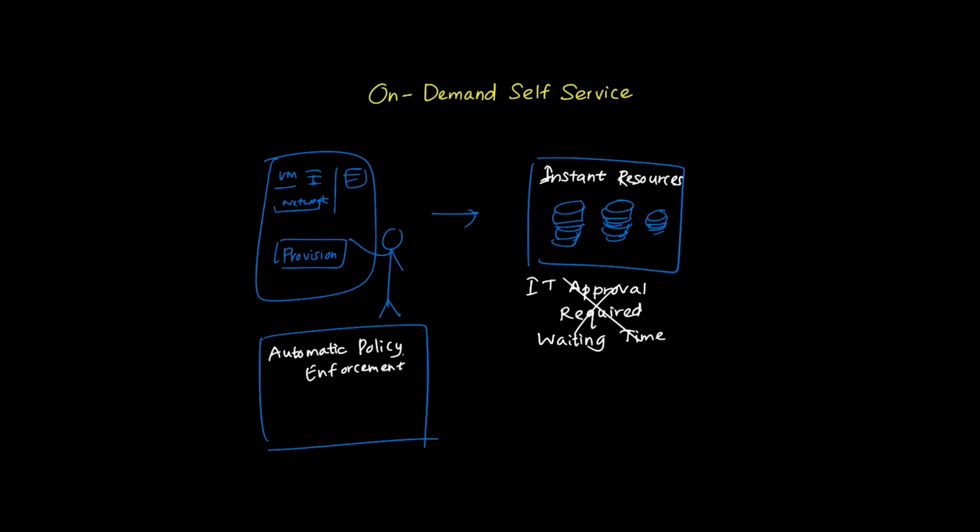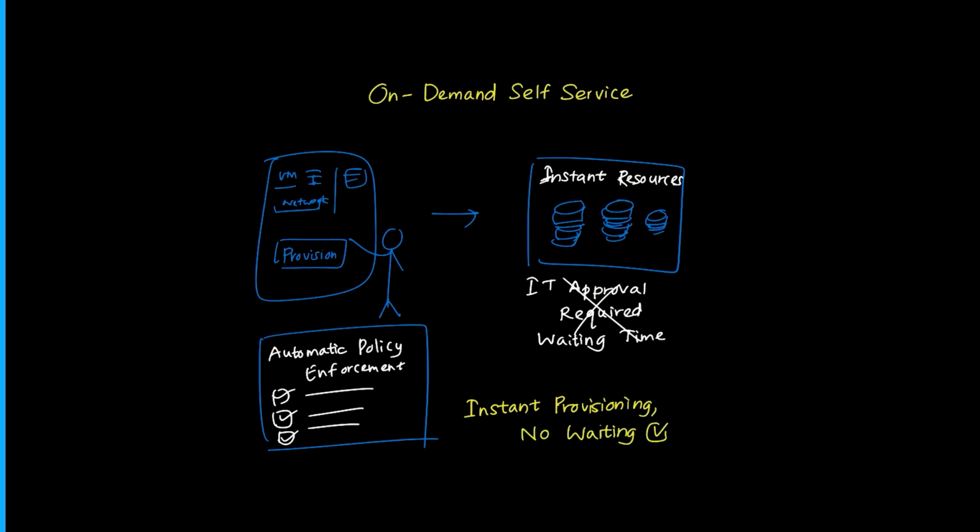Broad network access provides connectivity, resource pooling optimizes infrastructure, and measured service tracks usage. But on-demand self-service specifically eliminates the human approval bottleneck that slows traditional IT provisioning.